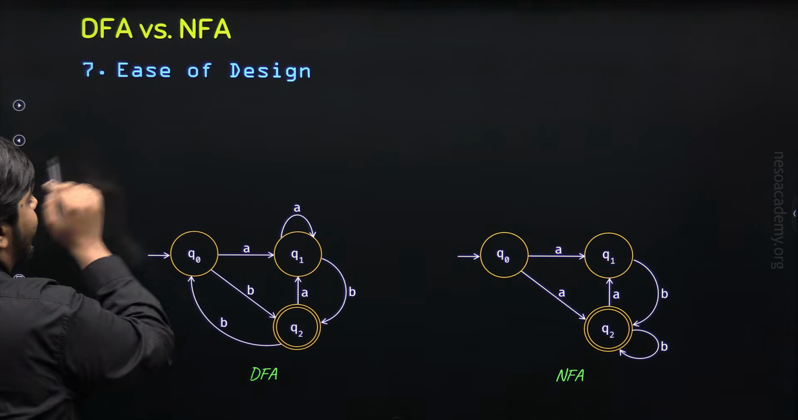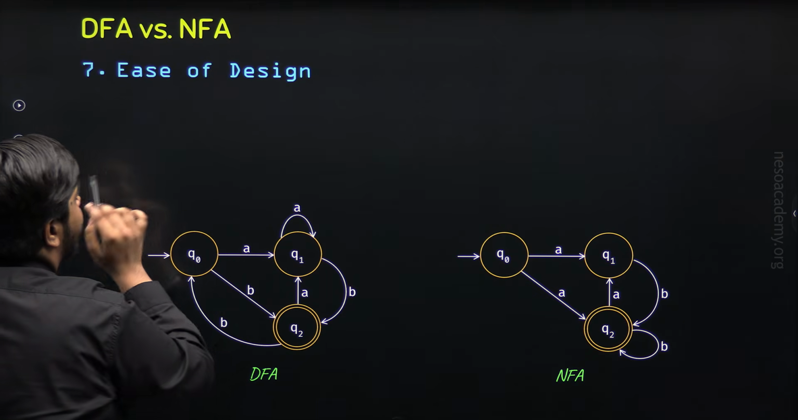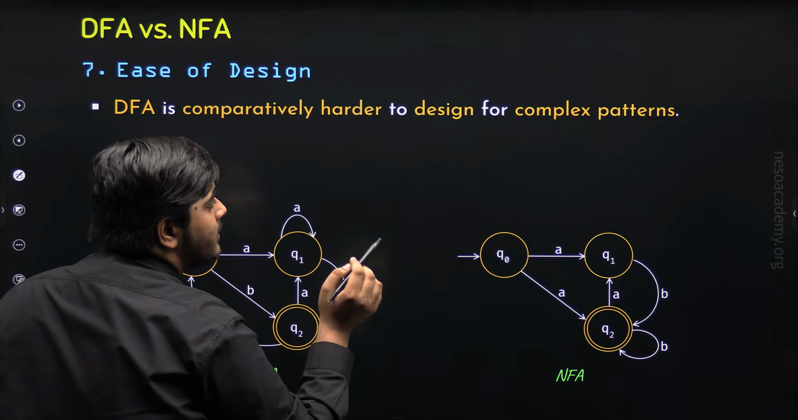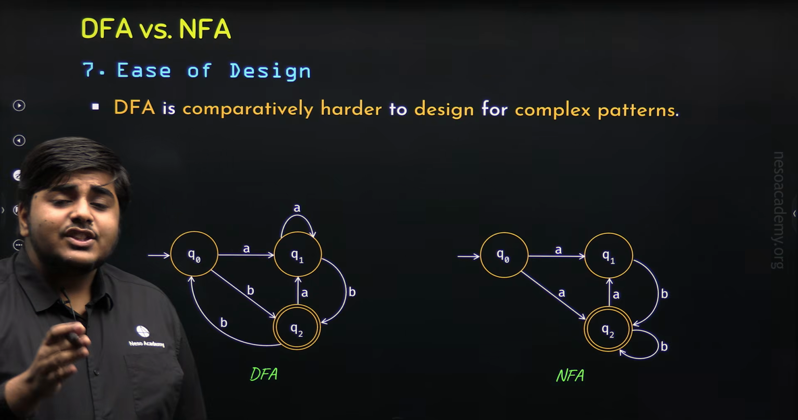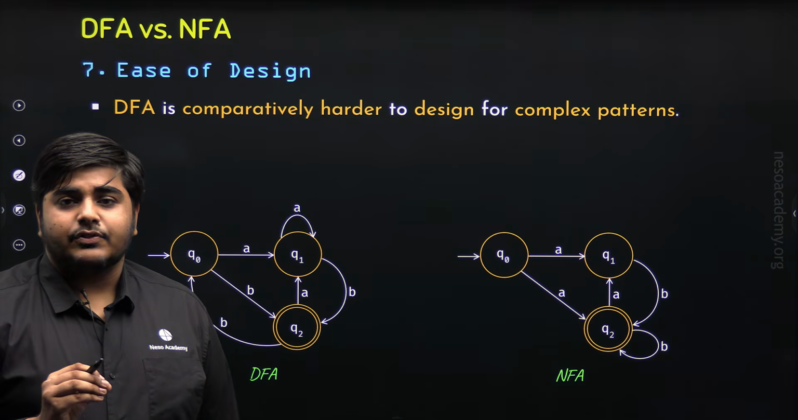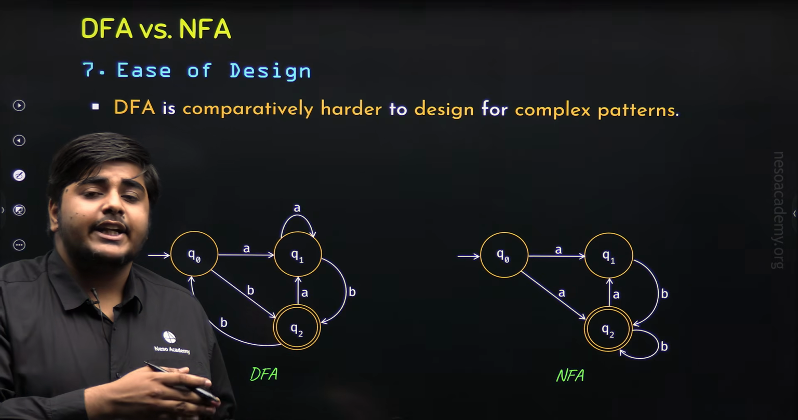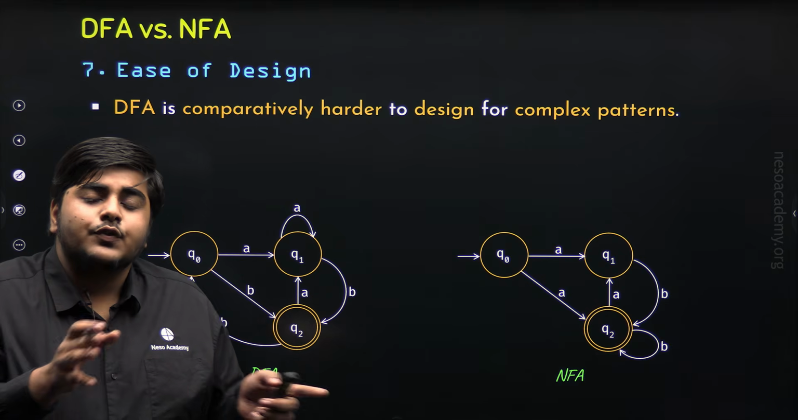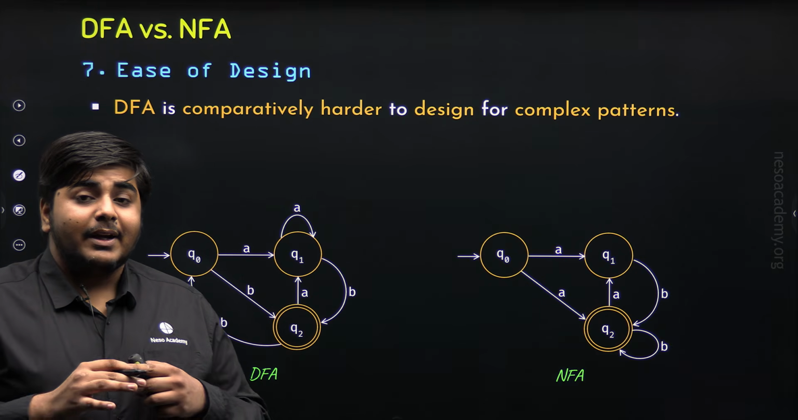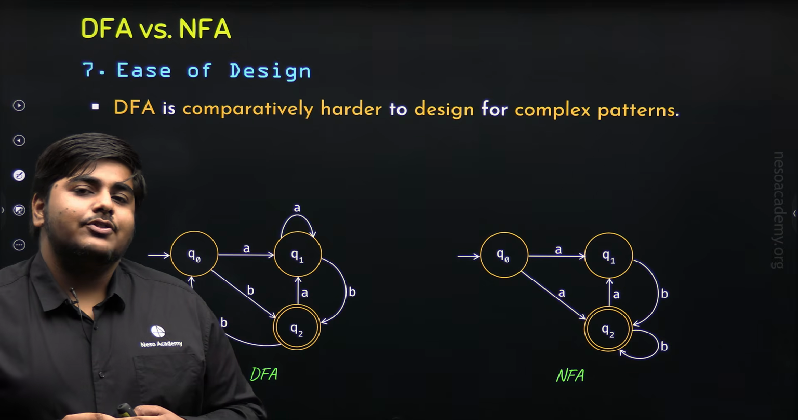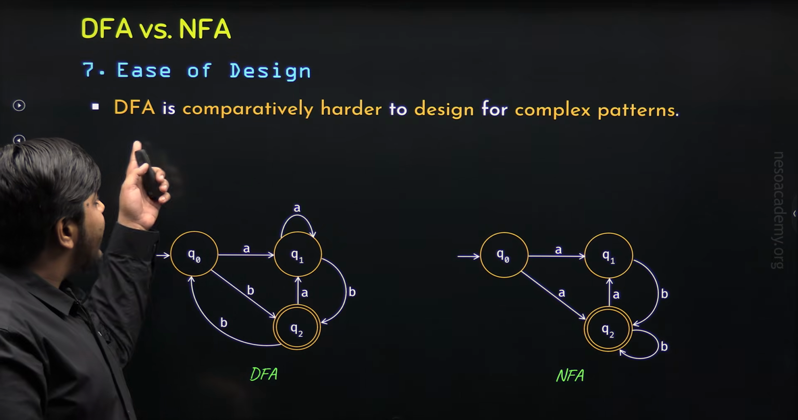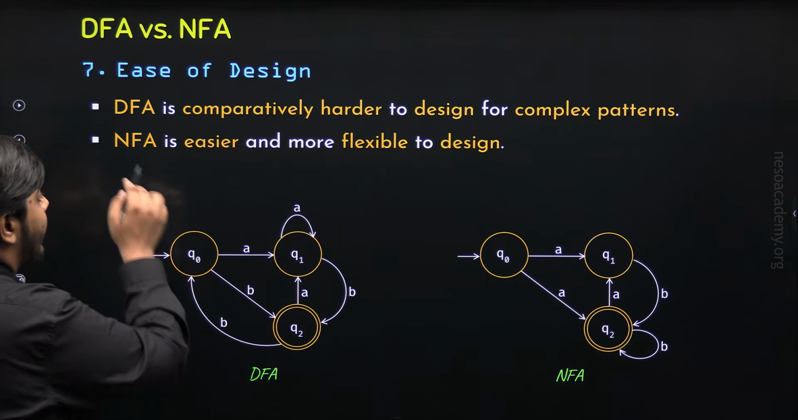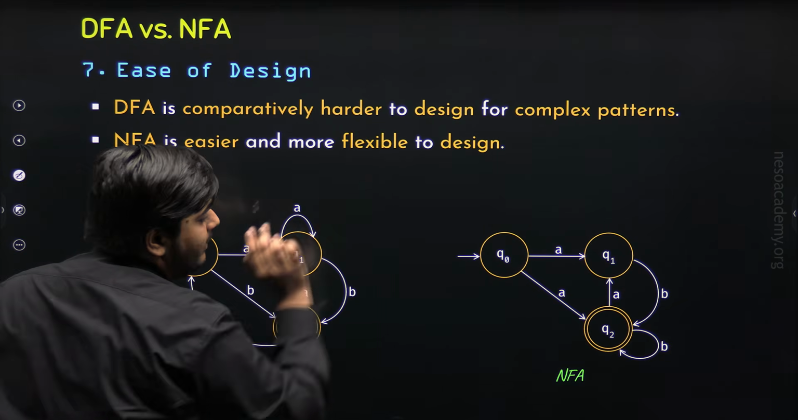Our seventh property is ease of design. DFA is comparatively harder to design for complex patterns, which you already know. In case of DFA, you have various constraints, like for every current state, you can have only one unique next state. You have to complete all the transitions for all the input symbols. But in case of NFA, there are no such restrictions. That is why DFA is comparatively harder to design for complex patterns, but NFA is easier and more flexible to design.